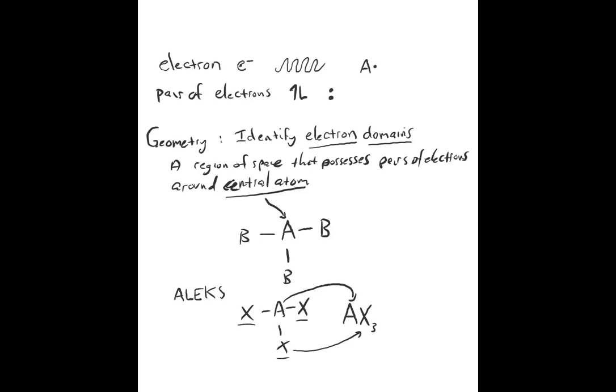Now the goal to get to geometry, or the step to get to geometry, is to first count what we call electron domains around the central atom. Okay, so here's your central atom, or here's your central atom. How many electron domains are around that central atom? So let me show you how we count these. So this is how you count electron domains.